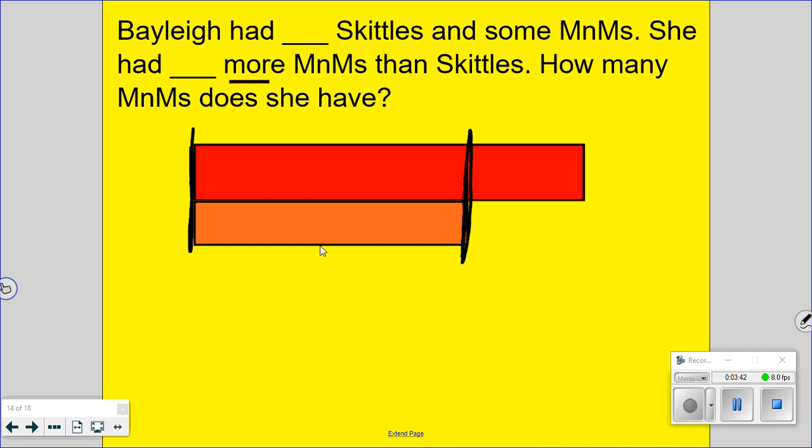Now peek over your hands. Do you see how that red bar keeps going? Why does the red bar keep going? Because we just said, okay, they're exactly the same here, but that red bar kept going. Why? Callie, why did that red bar keep going? Because there's more M&Ms than Skittles. There's more M&Ms than Skittles.